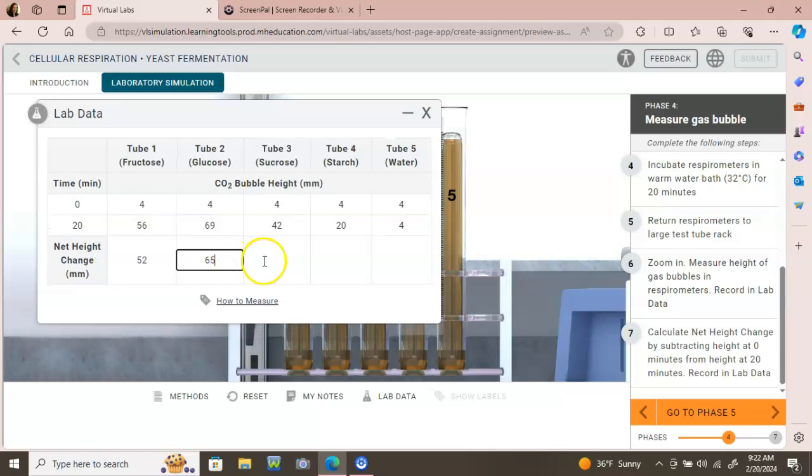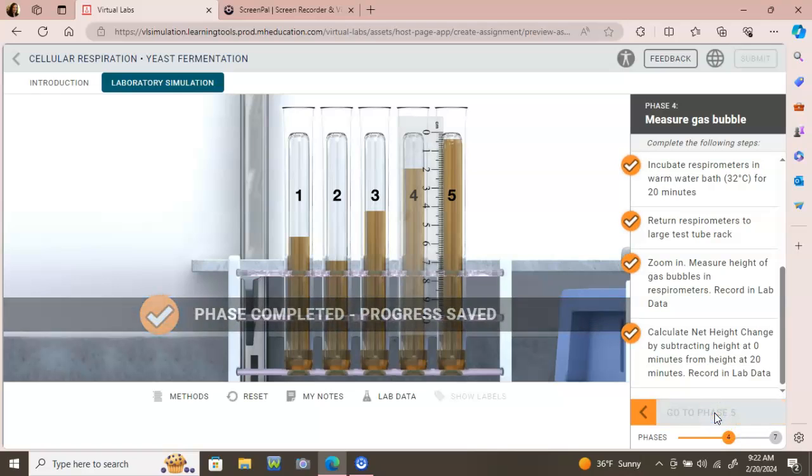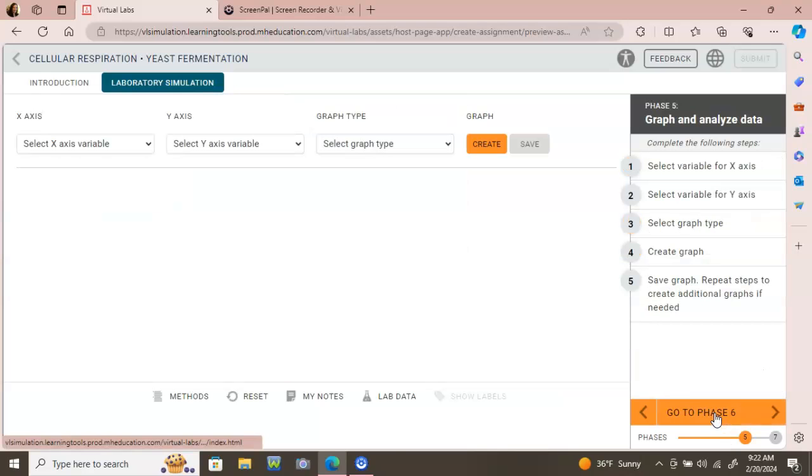So this is going to be 65, and this would be 38, 16. This should be 0. Okay. And then I should be able to go on to the next phase. So that's everything that I did.